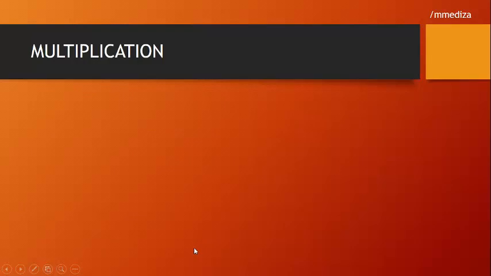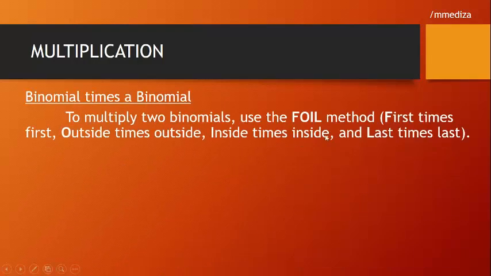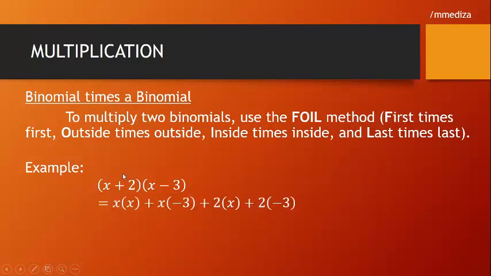Next, to multiply two binomials, we just use the FOIL method. FOIL method means first times first, outside times outside, inside times inside, and last times last. For example, we have x plus 2 times x minus 3. So, we have first times first, that will be x times x, outside times outside, that is x times negative 3, inside times inside, that is 2 times x, and last times last, that is 2 times negative 3.